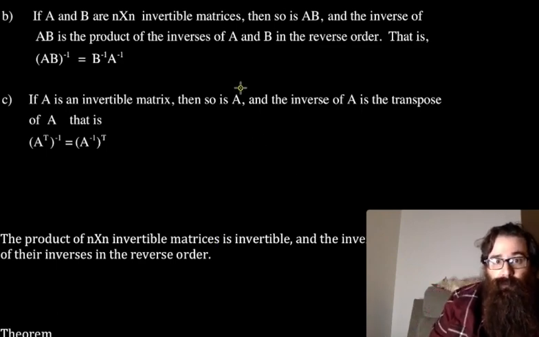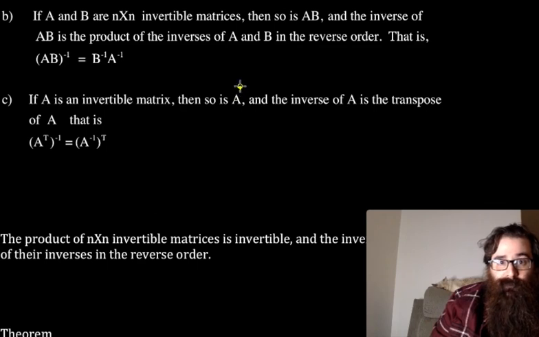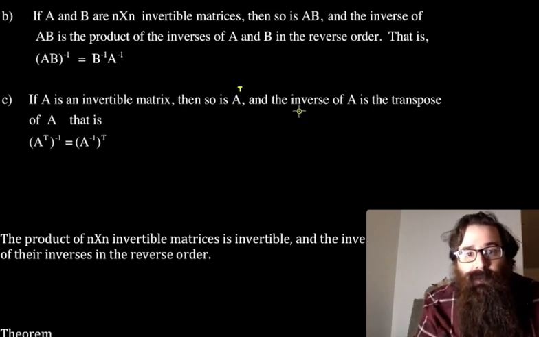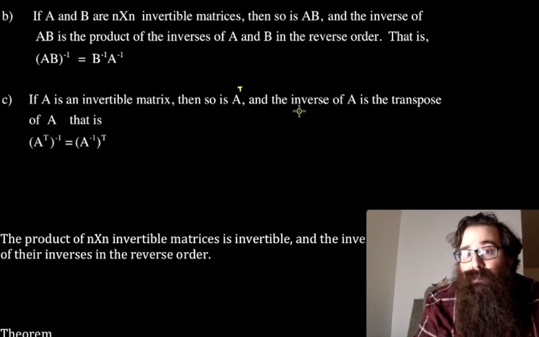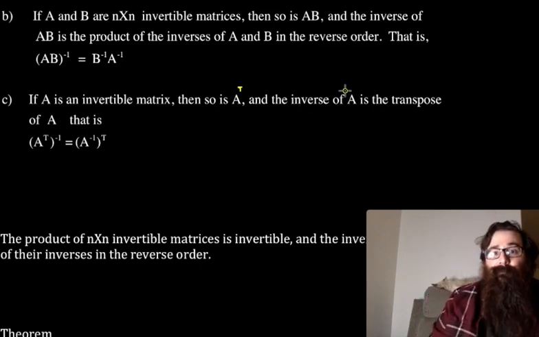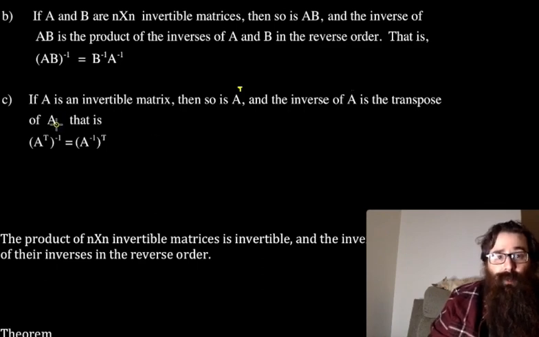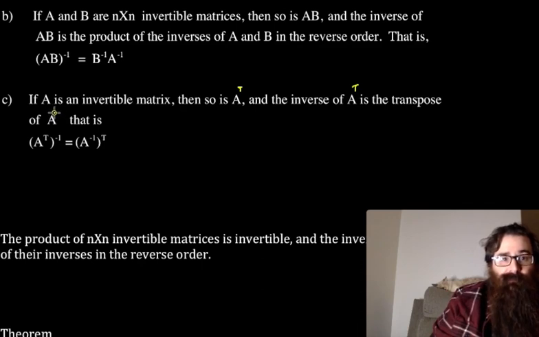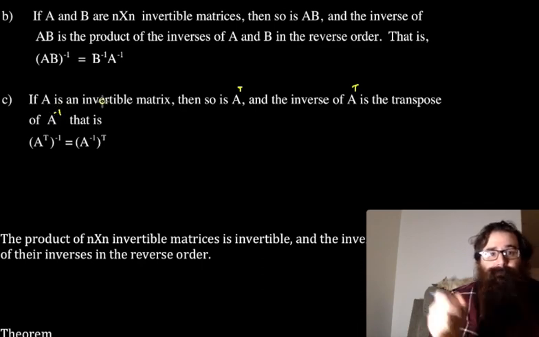So there's actually a typo here. I'll fix it right now in real time. If A is an invertible matrix, then so is A transpose, and the inverse of A transpose is the transpose of A inverse. Well, let's see what this is saying. This is saying A transpose's inverse is A inverse transpose. So the inverse of A transpose is the transpose of A inverse. Okay.